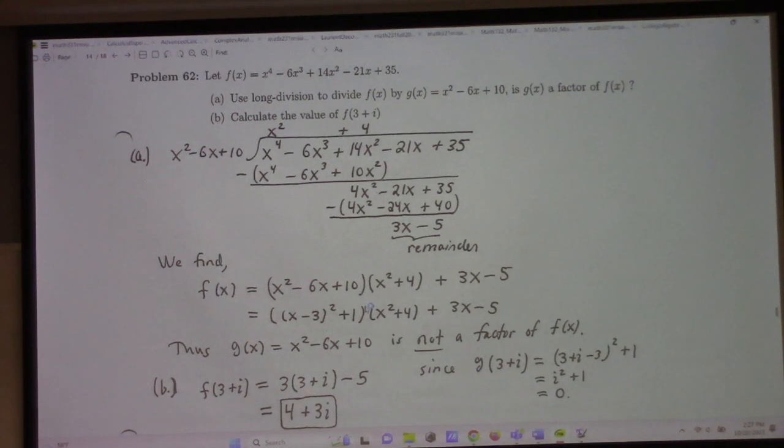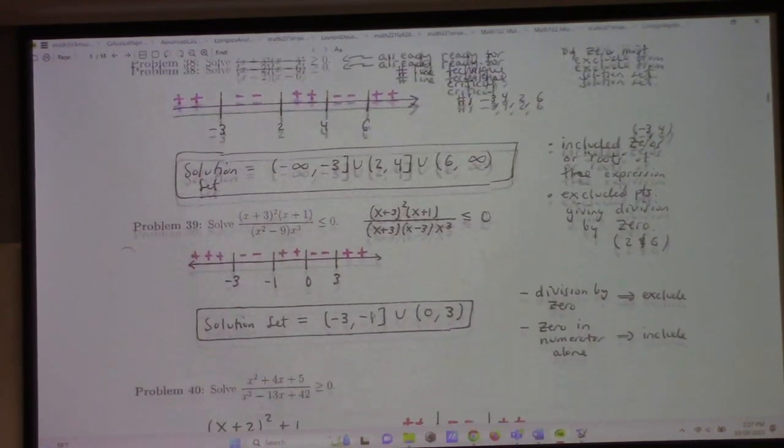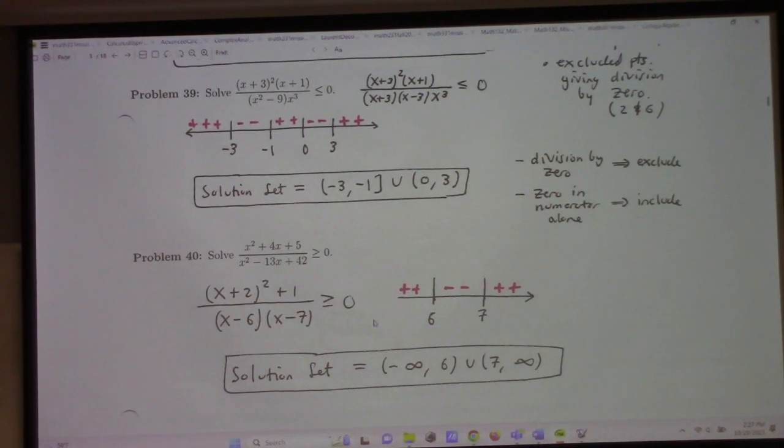Okay, so let's go back to number 40 Michael asked about a second ago. That's a good one to review. So number 40 is a pretty typical rational inequality, right? We're trying to solve this rational function greater than or equal to 0.